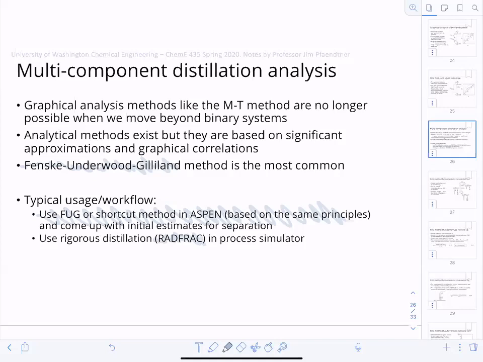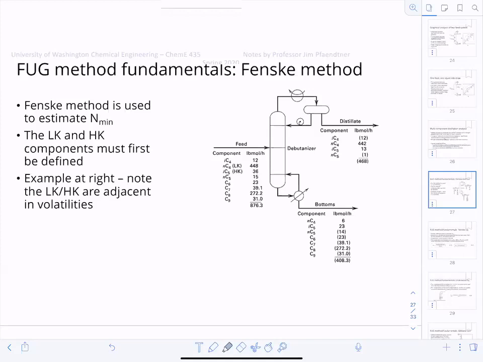So I'm going to walk you through. There are three parts. Each of those three people contributed something. So we'll talk about the Fenske equation or the Fenske method. And what we're doing there in the Fenske equation is estimating N-min. That quantity, if you noticed last week in the Aspen example, was one of the outputs of the shortcut distillation analysis. So it's really just a computer version of this equation and approach that I'm going to show you. In order to do this, you have to define the light key and heavy key components.